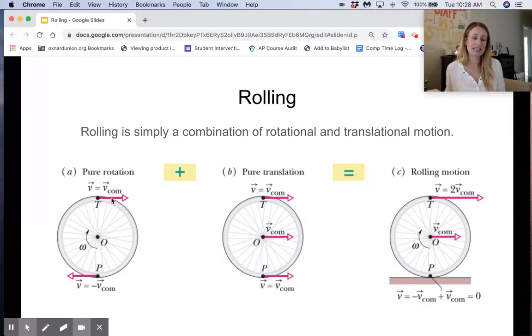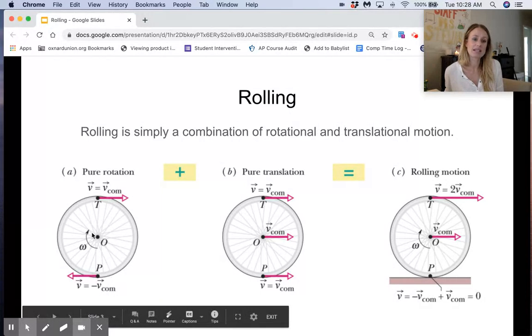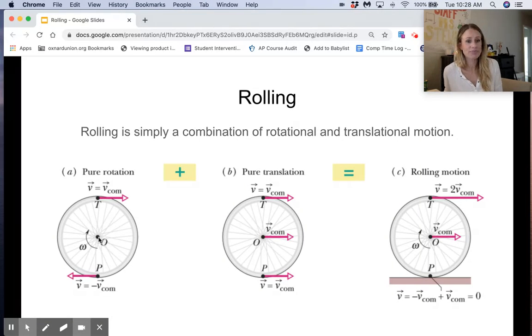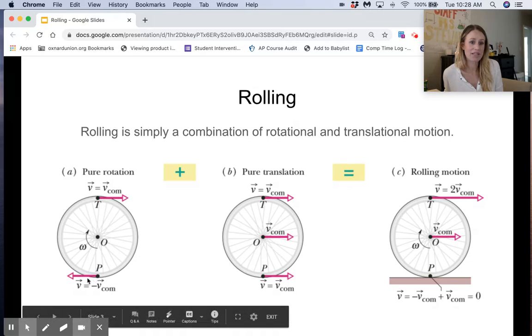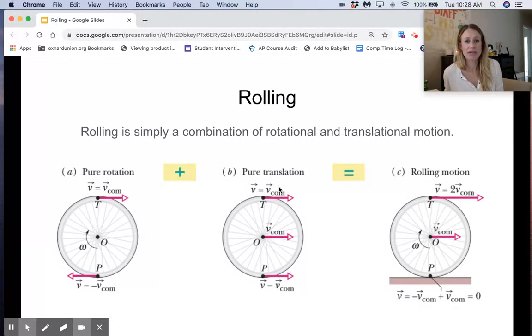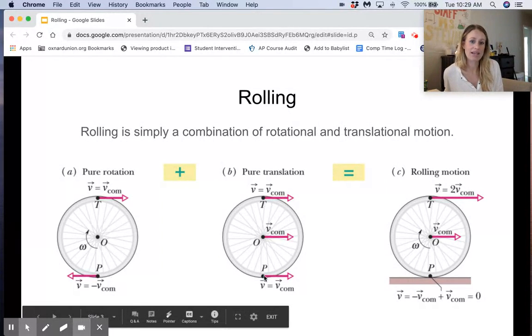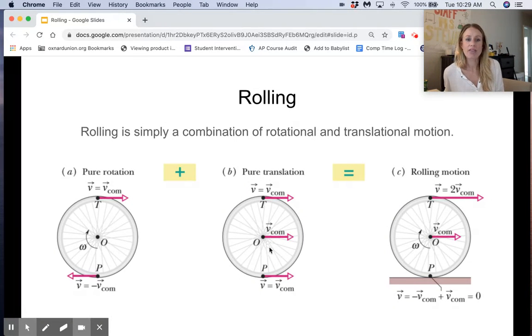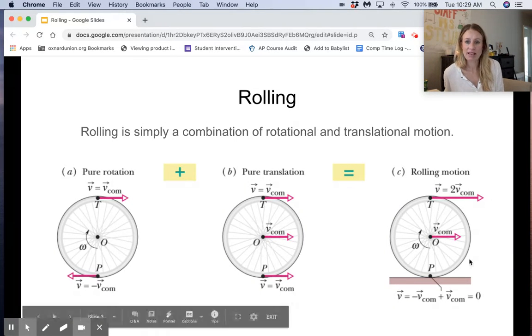The interesting thing here is that we can look at the different velocities. The center of mass here is not moving, but here we have a positive velocity of the center of mass. Here we get a negative velocity of the center of mass, so together they're just zero. In pure translation, they're all moving together, so that velocity is going to be equal to the velocity of the center of mass. We add those things together and we end up getting this thing right here.